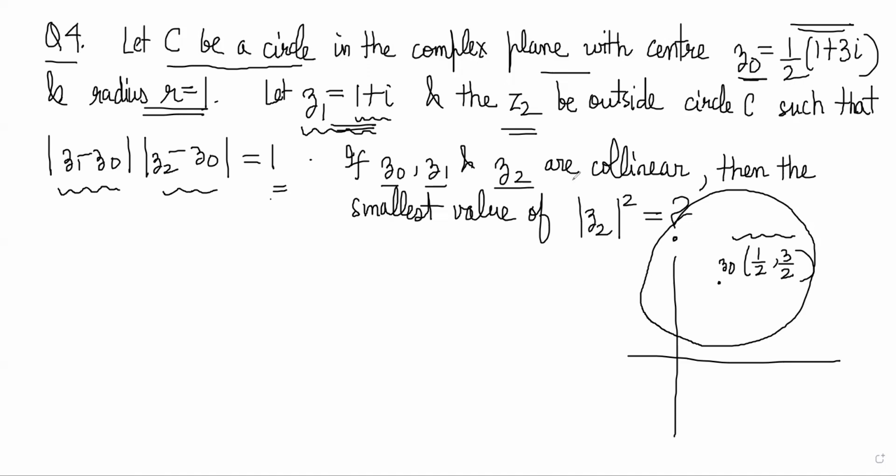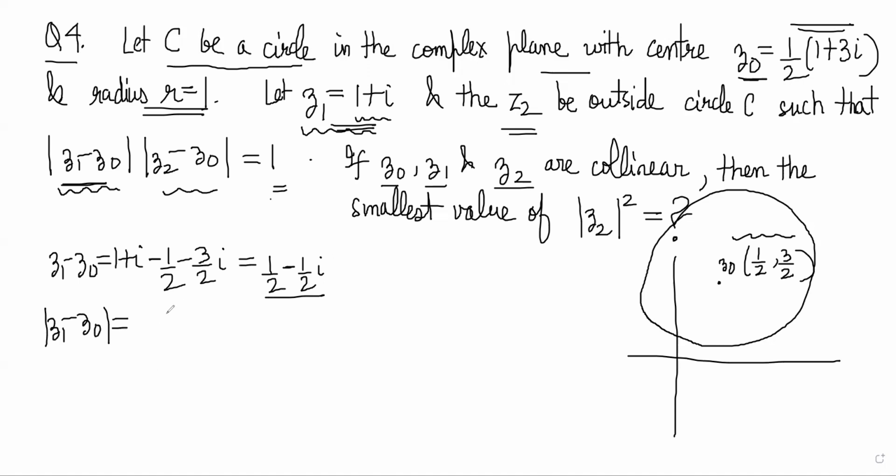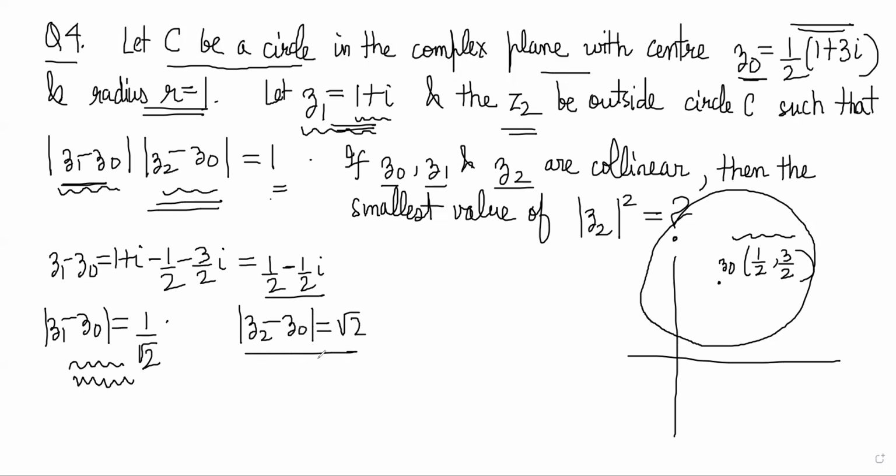Correct. So basically what can you do? Actually, first of all, we can calculate this distance directly. There is no issue in this. Mod of Z1 minus Z0. What is Z1 minus Z0? That is 1 plus i minus half minus 3/2 i. So this becomes half minus half i, right? So mod of Z1 minus Z0 is equal to root over 1/4 plus 1/4, that is 1/√2. Correct? Are you understanding? Yes, yes. So then mod of Z2 minus Z0 must be √2, right? Correct. Yes, sir. Great. Because this was known, we have found this distance.